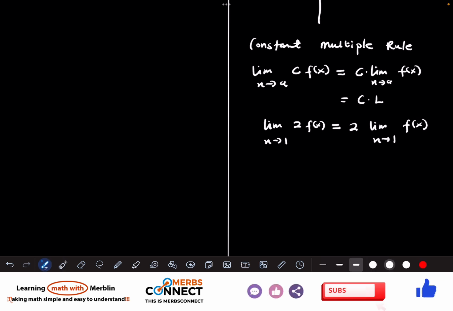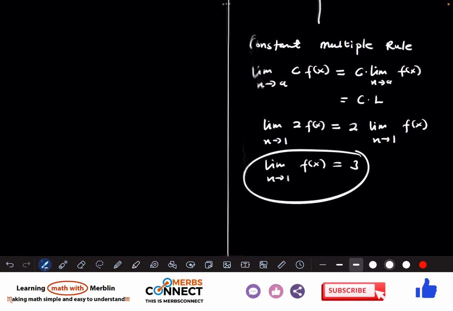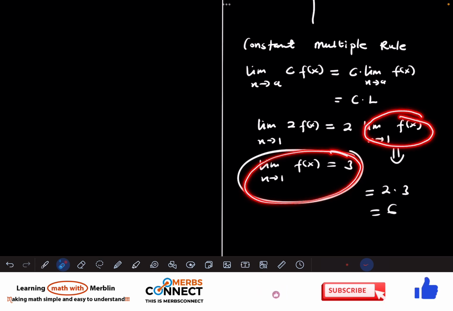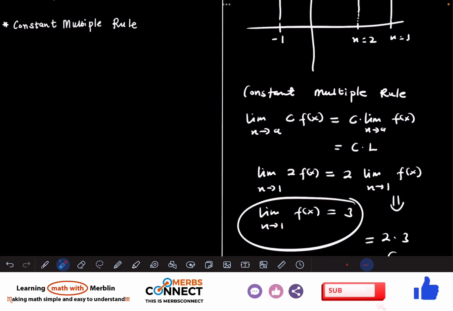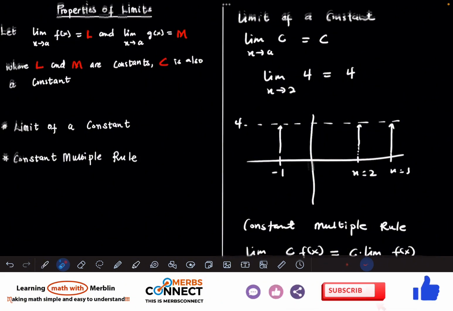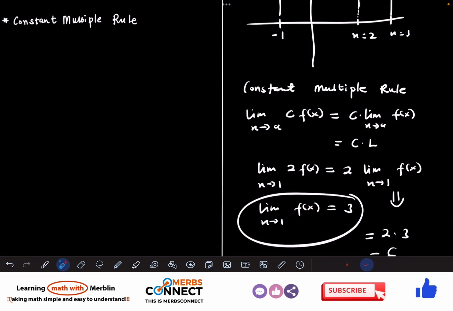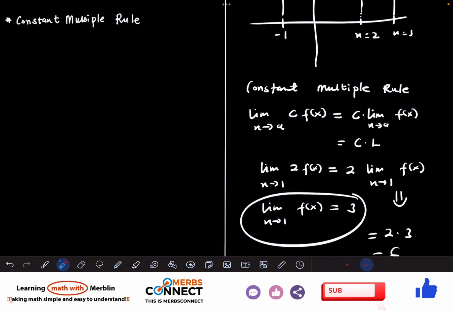So let's assume I have the limit as x is approaching 1 of f of x equal to, let's say, 3. Then from this one we can write this as 2 times 3, which is going to give us 6. So this 3 is from here, and this is going to give us 6 right here. So this is the idea of a limit of a constant and the constant multiple rule. Don't forget, a limit of a constant is the constant, and when we are using the constant multiple rule, the idea is that if we have a constant multiplying the function, just factor the constant out and rewrite the function like this. Very simple.